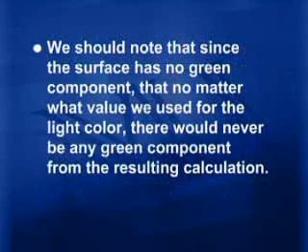We should note that since the surface has no green component, no matter what value we used for the light color, there would never be any green component from the resulting calculation. Interesting. I hope you've been able to make sense out of whatever is going on. We have light, specific color. We have surface, specific color. A specific color light is hitting a specific color surface and is giving a specific resultant color which the human eye sees.